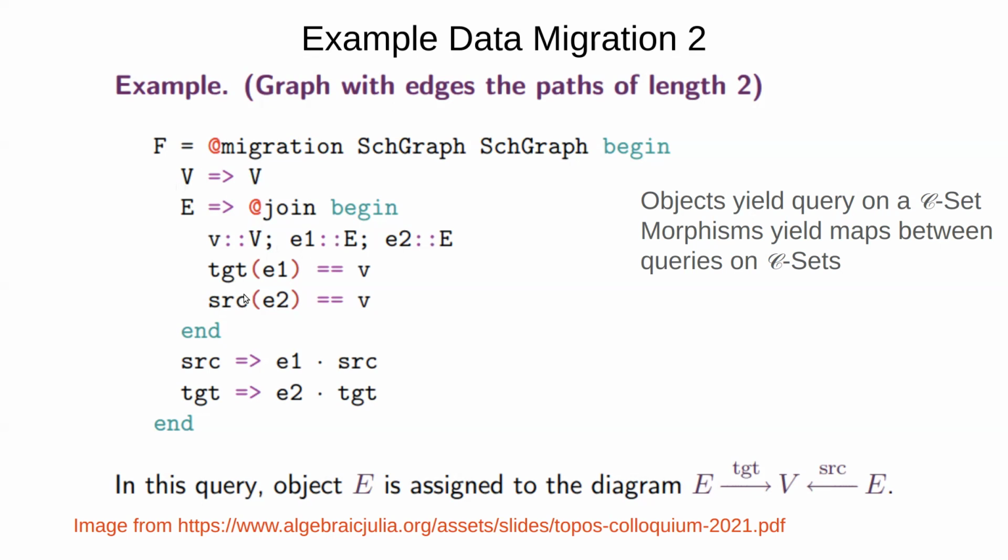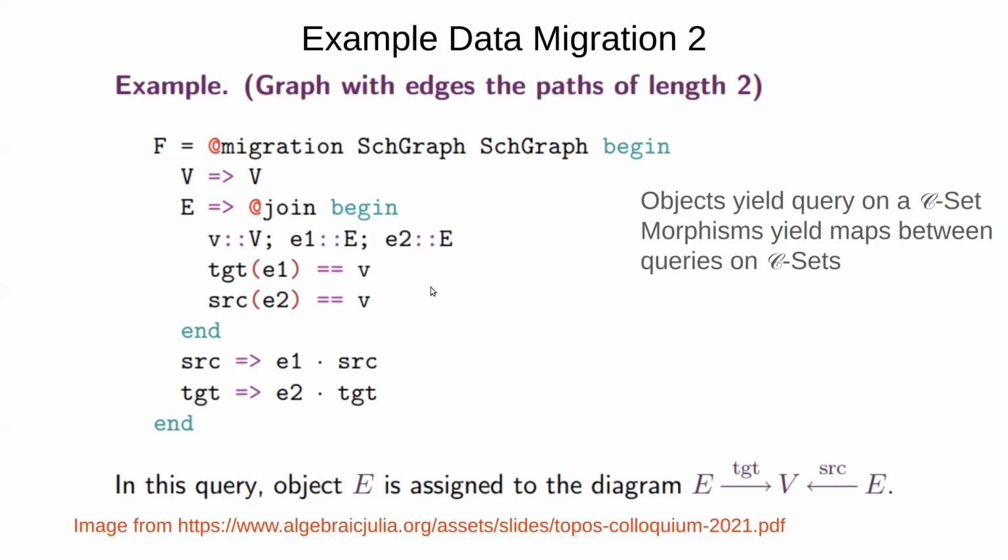or the target here of E1 is the same as the source of E2. So they're end-to-end. And then we have to say what the source is for that end-to-end path. Well, the source of the path of length 2, the source for that is the source of E1. And the target of that pair is the target of E2.